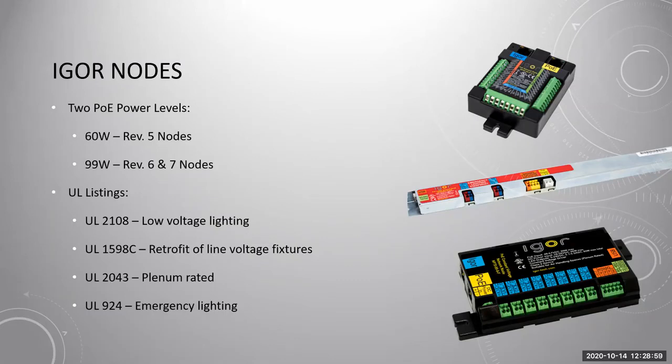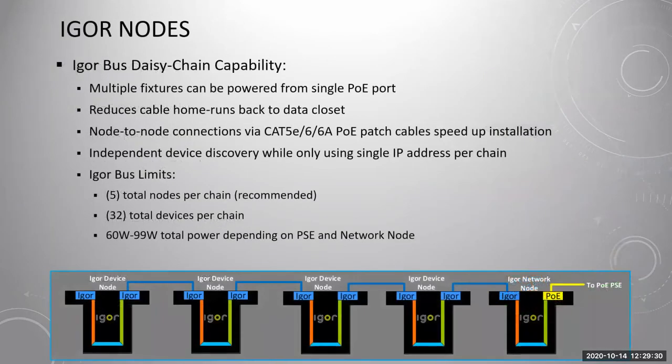So we've got our UL 2108 low voltage lighting listing on them. UL 2043, the third one down there, is the plenum rating. And so that means these nodes can really be mounted virtually anywhere, whether it's in the fixture, on top of the fixture, remotely. I've even seen nodes mounted on the wall in an IT closet, etc. You can really mount them anywhere. And then of course we've got the UL 924 emergency lighting listing as well. So lots of flexibility and capabilities there. So we'll jump on to the next one.